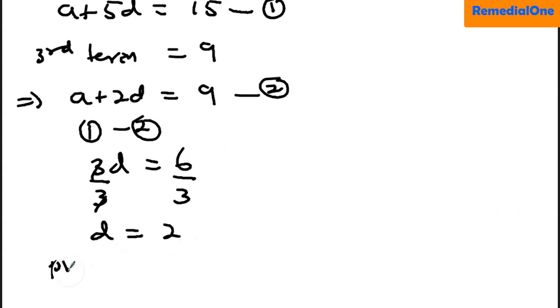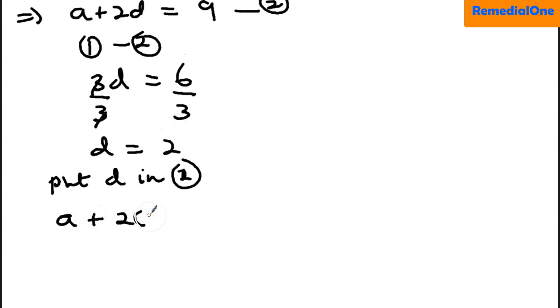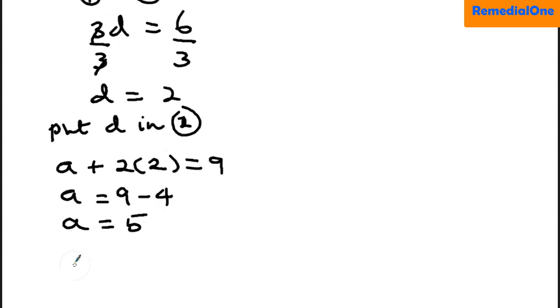So put D in equation 2. So A plus 2 times 2 equals 9. So A is equal to 9 minus 4. So A is equal to 5. Therefore A is 5. That's the first term. Then the common difference is 2.